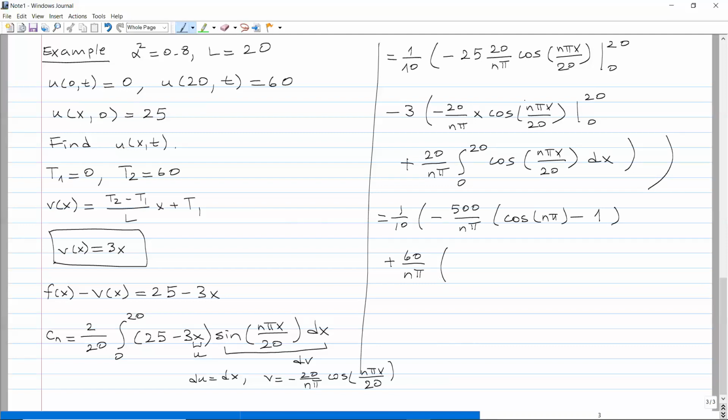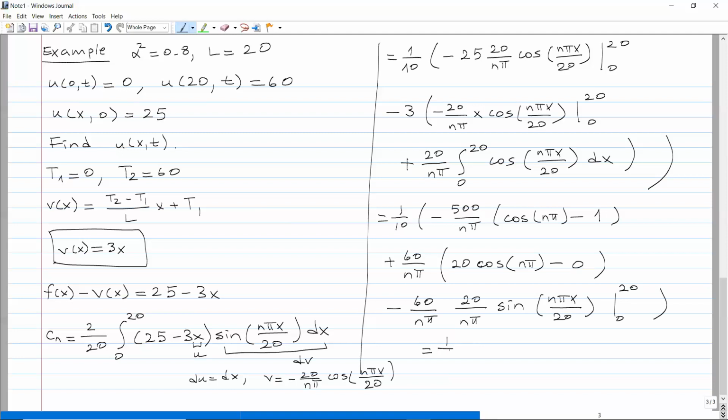If we substitute x equals 20, 20 cosine n pi. Minus, when you substitute x equals 0, it is going to be 0. Then minus 3 times 20 over n pi minus 60 over n pi. The antiderivative of cosine is sine, but we need to divide by the coefficient of x, sine of n pi x over 20 from 0 to 20.